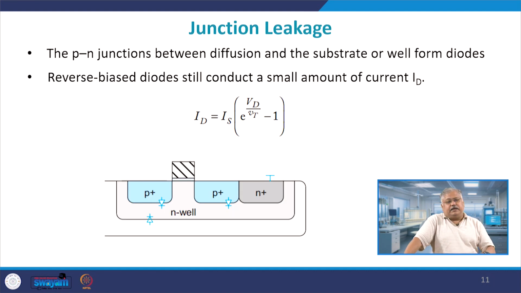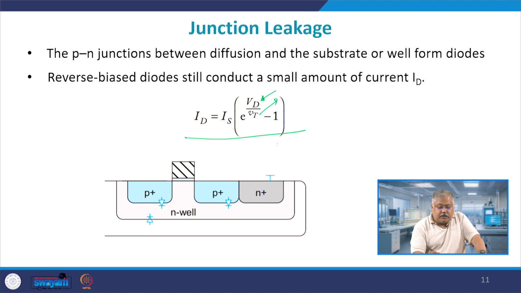Junction leakage is basically when you have a PN junction diode formation or a PN junction depletion region formation, there will be diffusion, and therefore there will be a reverse current flowing, and it is given as ID equals Is times e to the power Vd by Vt minus 1, where Vd is the applied reverse bias voltage, Vt is the thermal equivalent voltage which is kT by q, 25 millivolts at 300 Kelvin, and Is is the reverse saturation current.